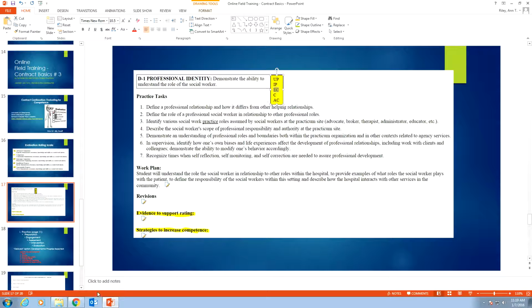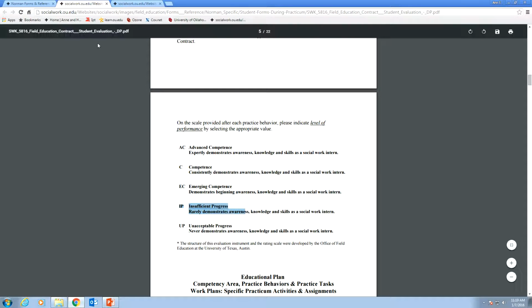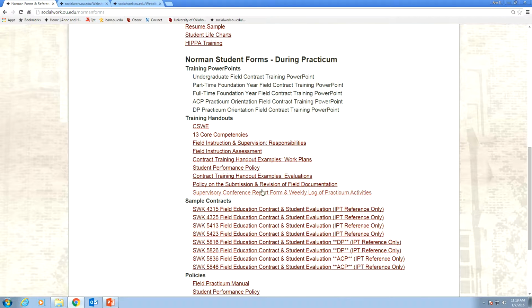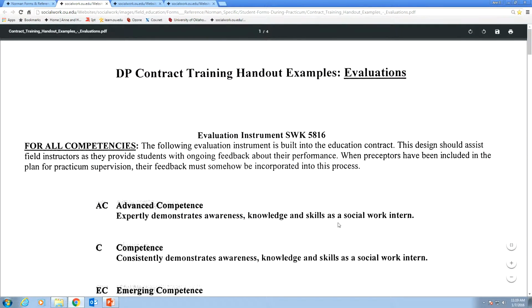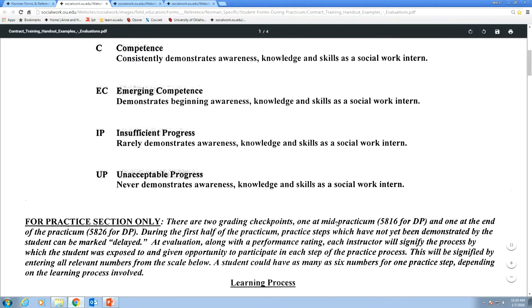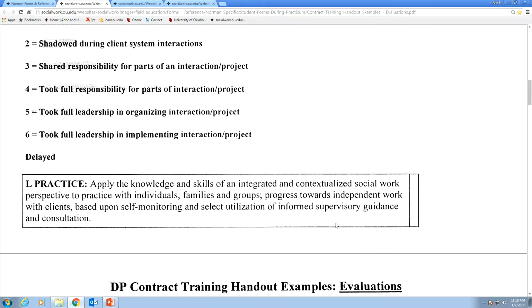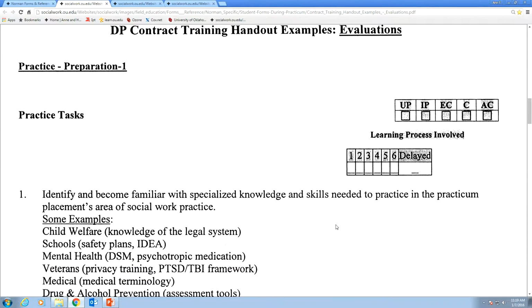Okay, I want to look at some examples for the evidence for ratings. I'm going to go back here. Contract handout examples for evaluation. These are going to be practice-related examples. Here's one for the preparation stage of practice.